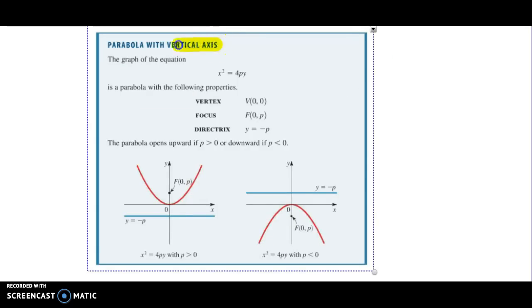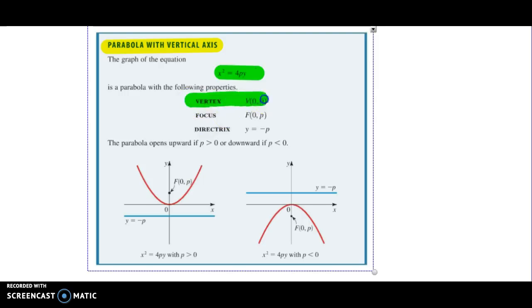So the first part we're going to talk about is a parabola with a vertical axis. That means the axis is going to go up and down. So the parabola of an equation, recognize this equation, is very important. x squared equals 4py is a parabola with the following properties. These properties are very important as well.